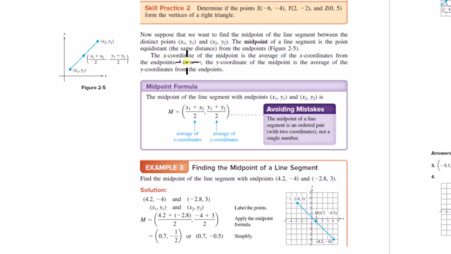Okay, the x-coordinate of the midpoint is the average of the x-coordinates from the endpoints. Likewise, the y-coordinate of the midpoint is the average of the y-coordinates from the endpoints. So all you need to do is take the x. To go from one point to the next, you go this distance in the x direction and this distance in the y direction. You just want to find the average.